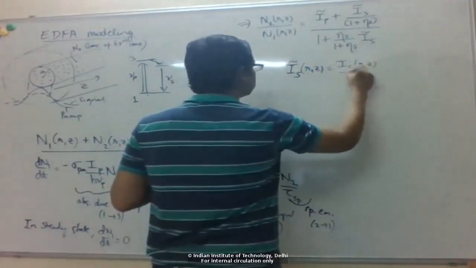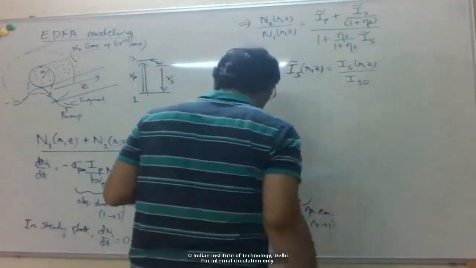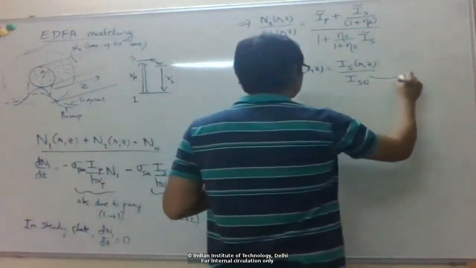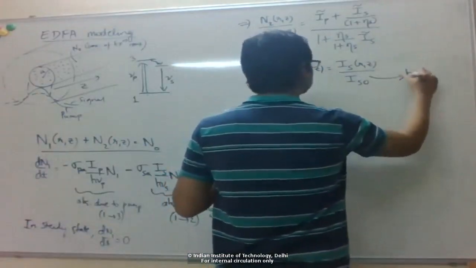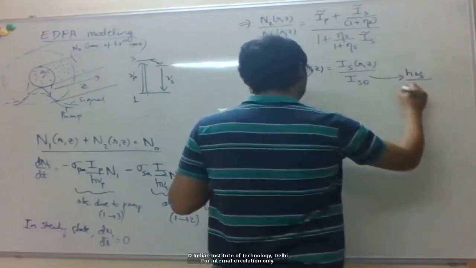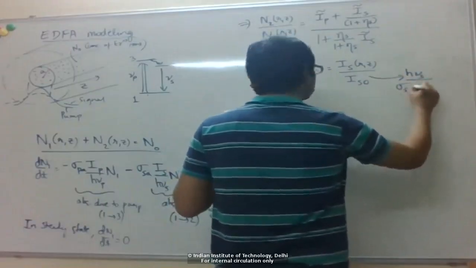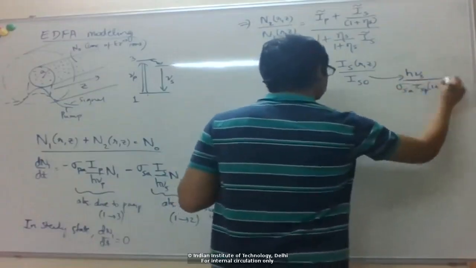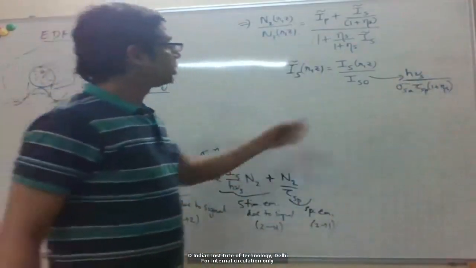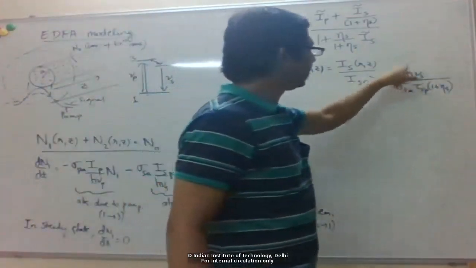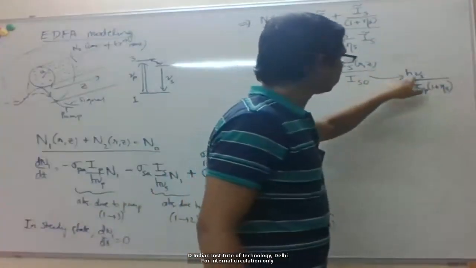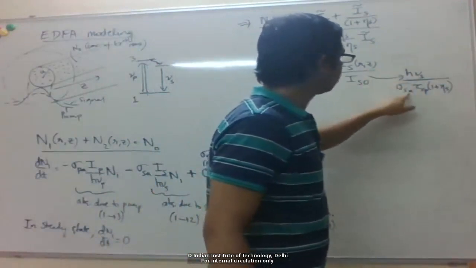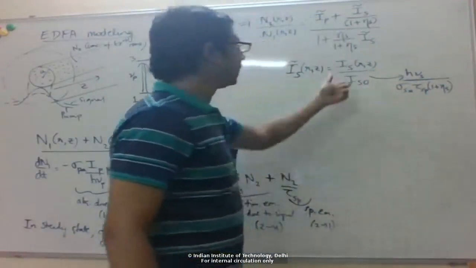So the intensity divided by some constant. Okay, and you can check this constant is basically some constant intensity which depends on material parameters. Right, so this is the photon energy at the signal wavelength, the absorption cross section. So this is energy per area per time. Right, so it's an intensity.